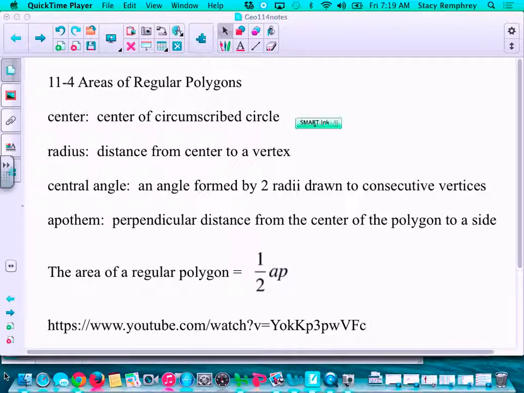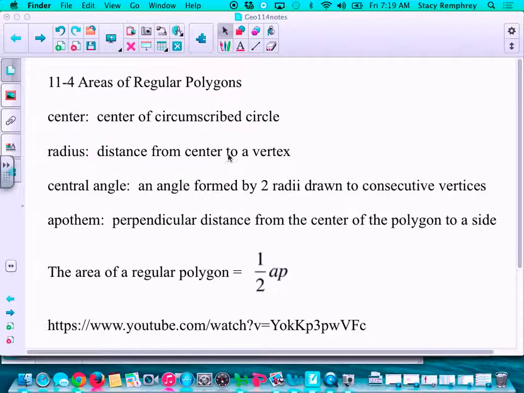Okay, these are the notes for 11.4, areas of regular polygons. If you've missed class, you may have missed the exploration we did on this. It is available in Canvas, but we found all of this by ourselves. We explored where this formula came from. We drew in radii and central angles and apothems. So if you have questions about that, let me know, but we did that the day before we did these notes.